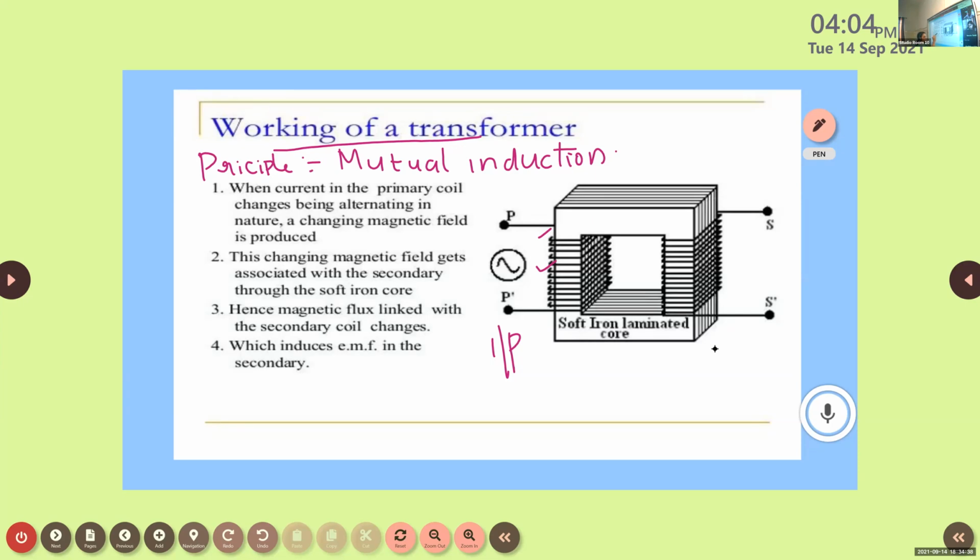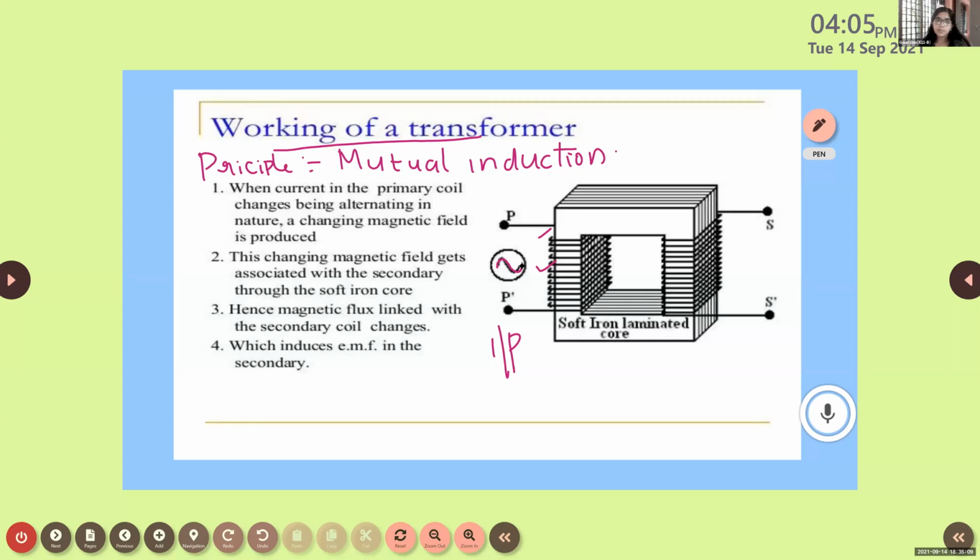Here we apply an alternating current to the primary coil. The magnetic field associated with the primary coil changes. This secondary coil is placed in this changing magnetic field of the primary coil. They are associated with the help of a soft iron laminated core. As a result, the magnetic flux associated with the secondary coil also undergoes changes. It will induce an EMF. That induced EMF produces an induced current in the secondary coil. Is it over?